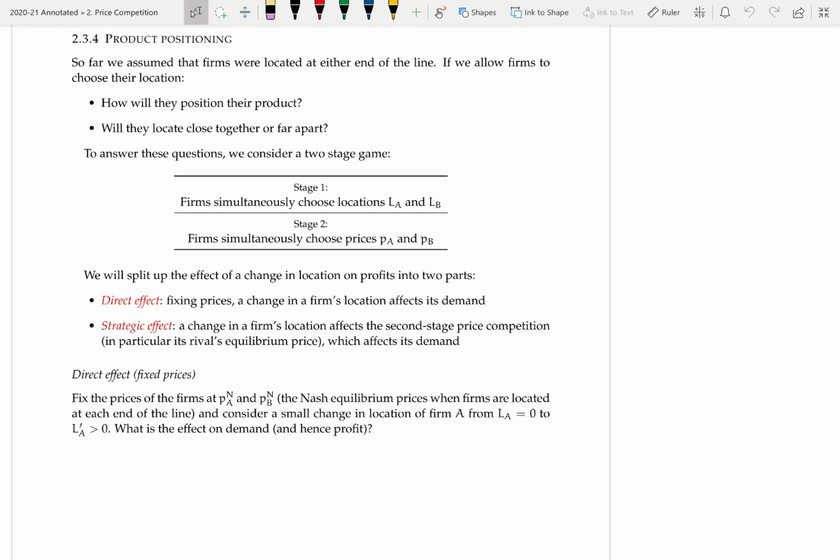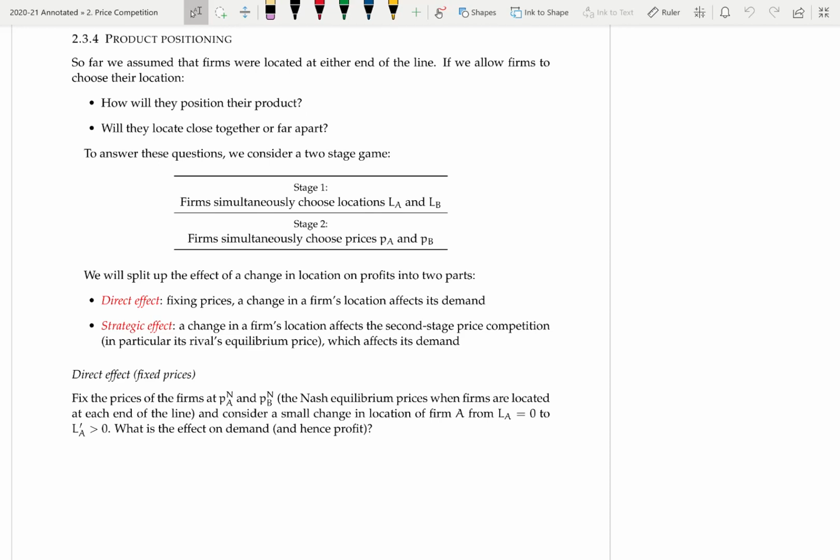To answer these questions, we're going to consider a two-stage game. In the first stage, firms simultaneously choose their locations, LA and LB, and in the second stage, firms simultaneously choose PA and PB, their prices. So far we've looked at stage 2 under the assumption that LA is 0 and LB is 1.